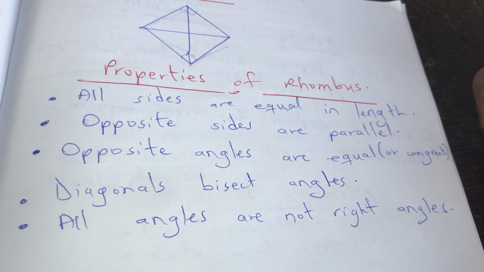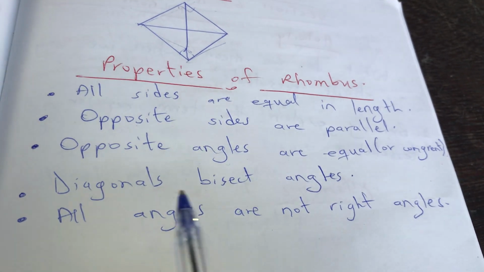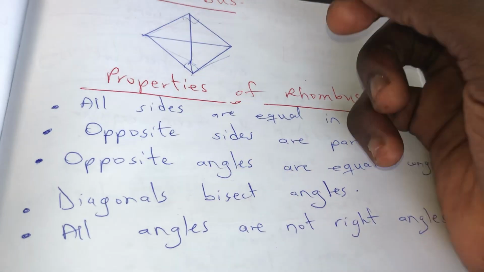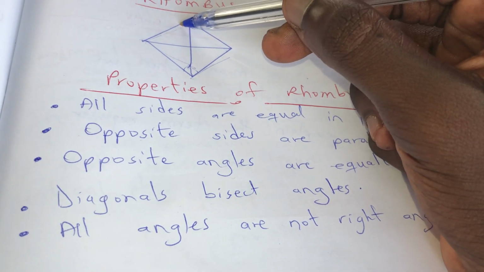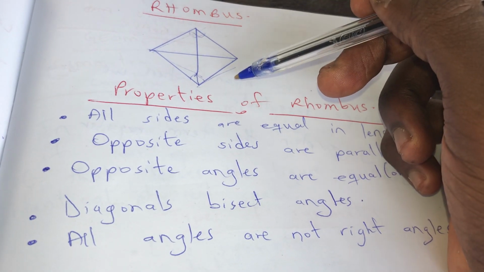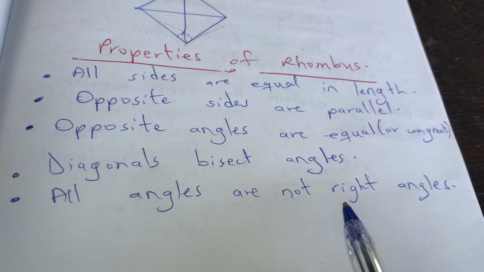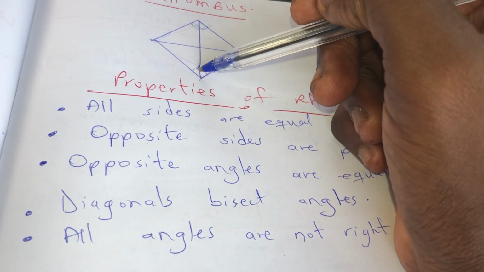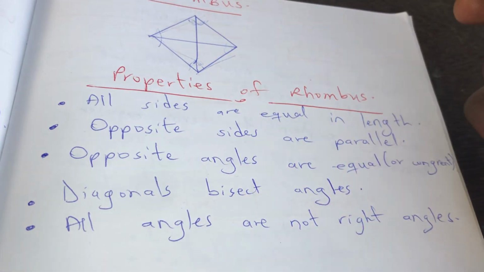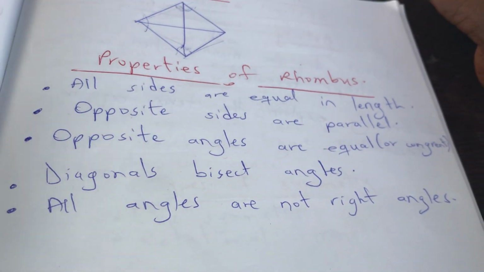Then diagonals bisect angles. These are the diagonals too. They bisect the angle here. When we say bisect, it means they divide it equally. Then all angles are not right angles. So the angles here, 1, 2, 3, 4, they are not right angles. I hope you get me.